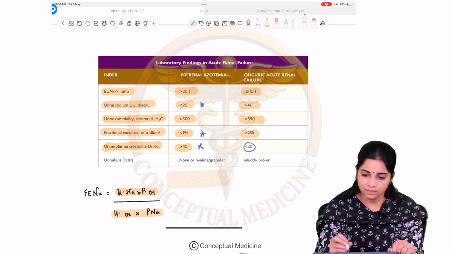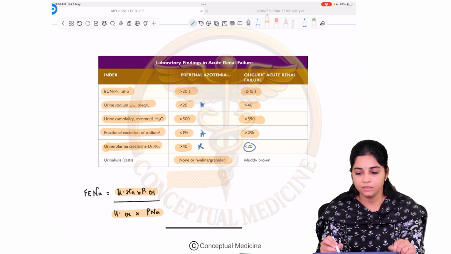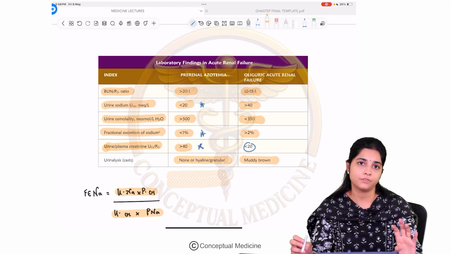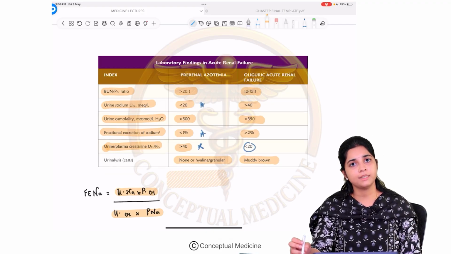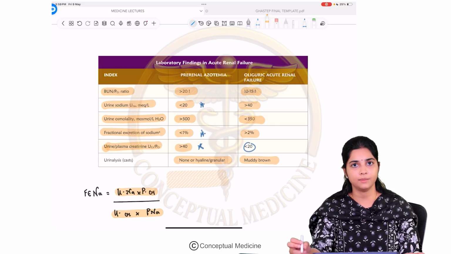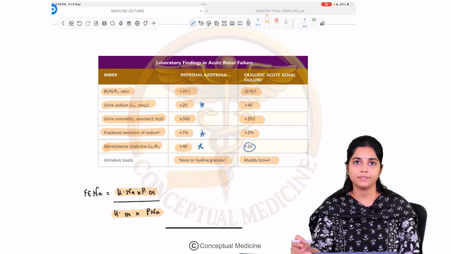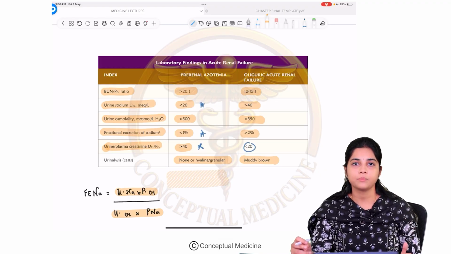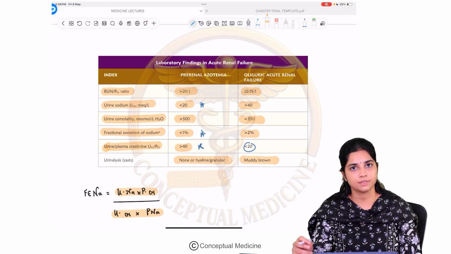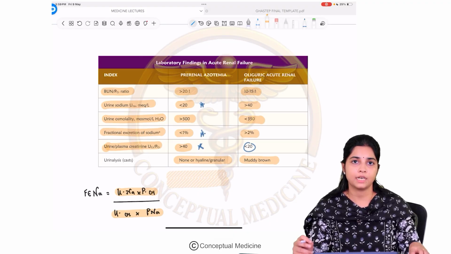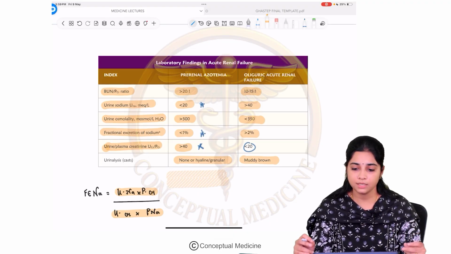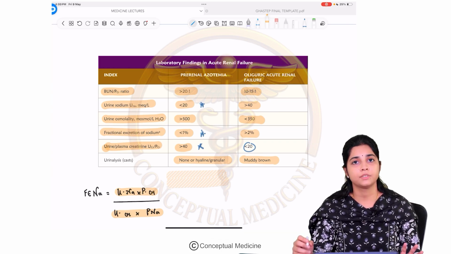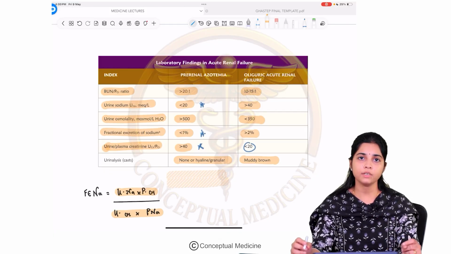What type of casts are seen? You get a hyaline cast in prerenal, you get a muddy brown cast in intrinsic AKI. So these are the major important differences you have to remember. If you understand the mechanism of prerenal versus renal AKI, you will understand this as well. In prerenal AKI, the BUN creat ratio is always higher. What happens to the FeNa in prerenal AKI? The FeNa will be less than 1%, but it is elevated more than 2% in intrinsic AKI. What is the type of cast you get? You get a hyaline cast in prerenal AKI, and a muddy brown cast in intrinsic AKI. Okay, this is about the most important clinical differences between prerenal and intrinsic AKI.